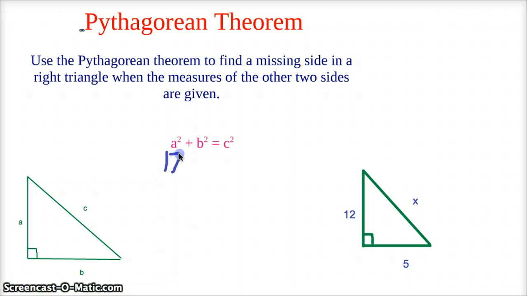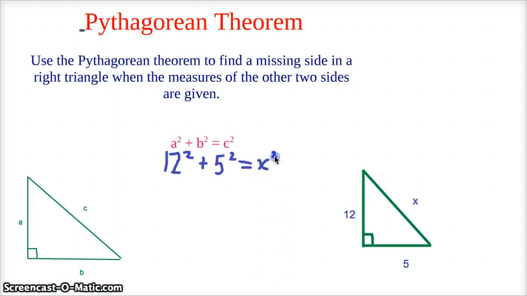I'm going to fill in 12 squared, 12 being the first leg, plus 5 squared for the second leg, will equal my hypotenuse squared. Now again, the hypotenuse is the missing side, so I'm going to call that x.